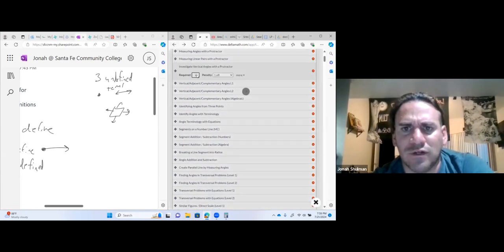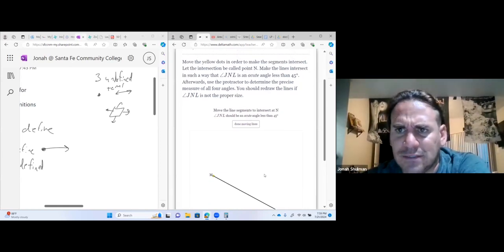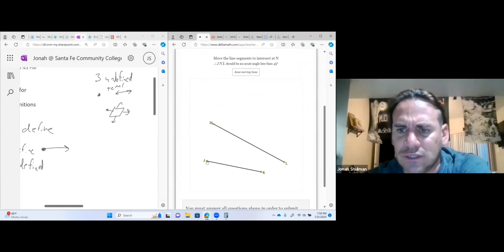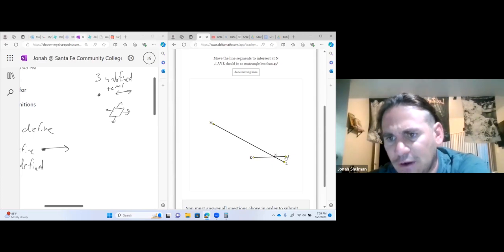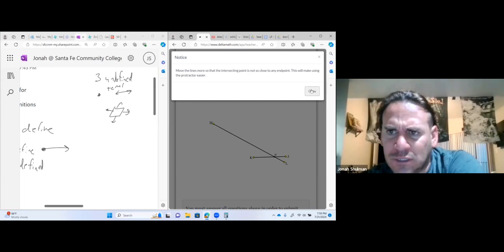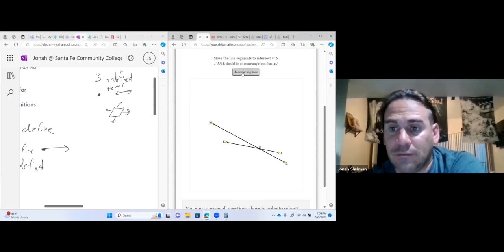All right, let's investigate some vertical angles. Okay, so move the yellow dots to make segments that intersect such that JLN is an acute angle less than 45 degrees. I'm going there. That looks nice and small. Move the line so the intersect point is not close to, oh, okay, so they want me to move this back, which is okay. I'll do whatever they want. And we want it less than 45. So here we go. Hopefully that's enough for them.